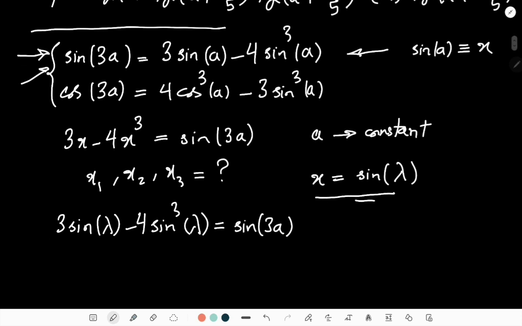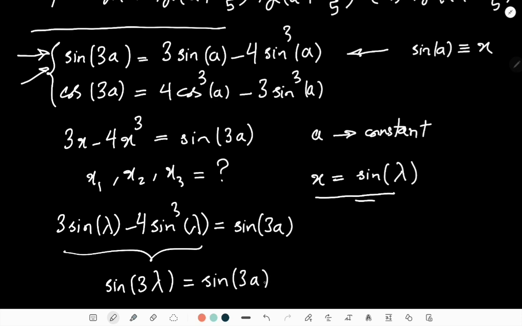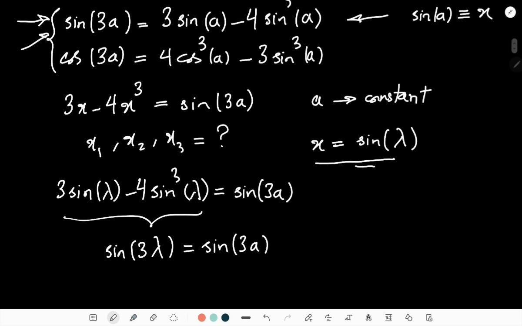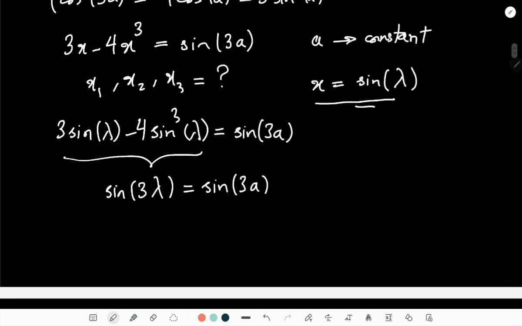So the left-hand side, well, I purposefully designed my cubic equation in such a way that the left-hand side resembles the expansion for sine of 3a. So this is nothing but sine of 3 lambda, which is basically equal to sine of 3a. And this is a very well-known trigonometric equation which can easily be solved.